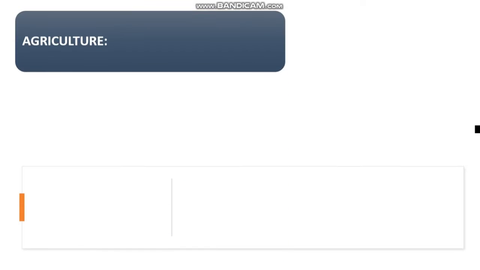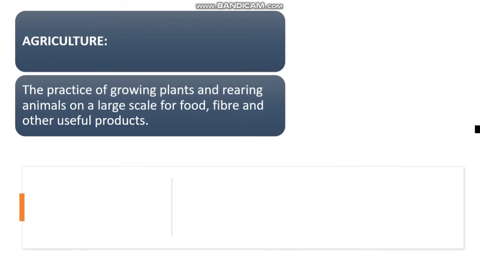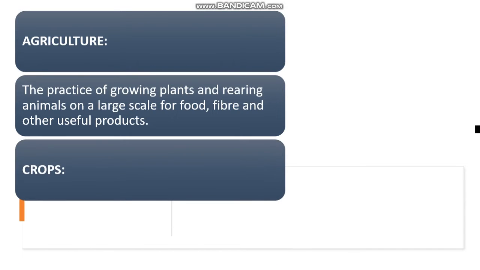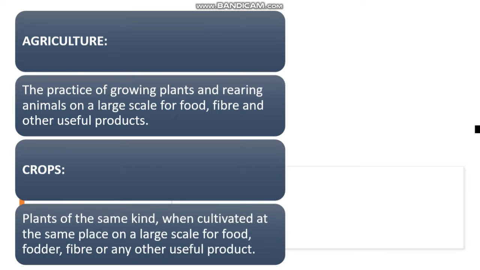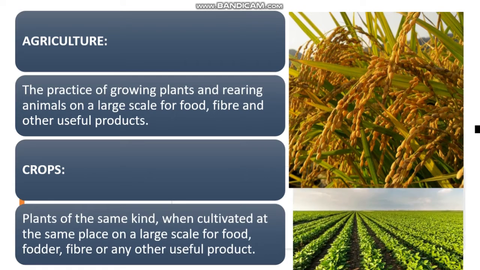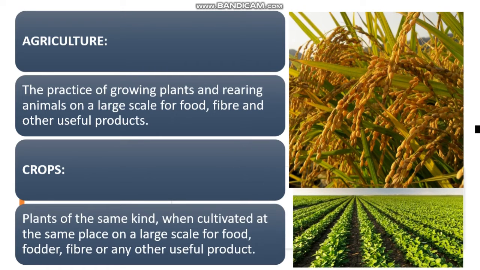In this video, we are going to see the crop production and management lesson, class 8 terms. Agriculture. The practice of growing plants and rearing animals on a large scale for food, fiber and other useful products. Crops. Plants of the same kind when cultivated at the same place on a large scale for food, fodder, fiber or any other useful product.